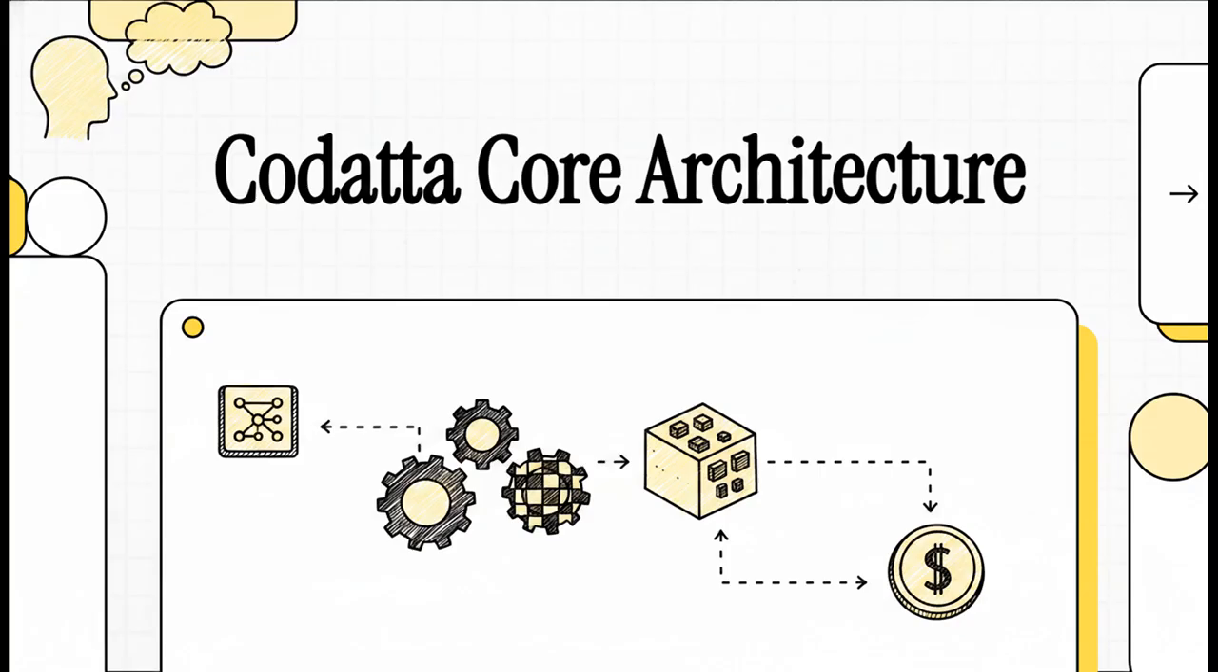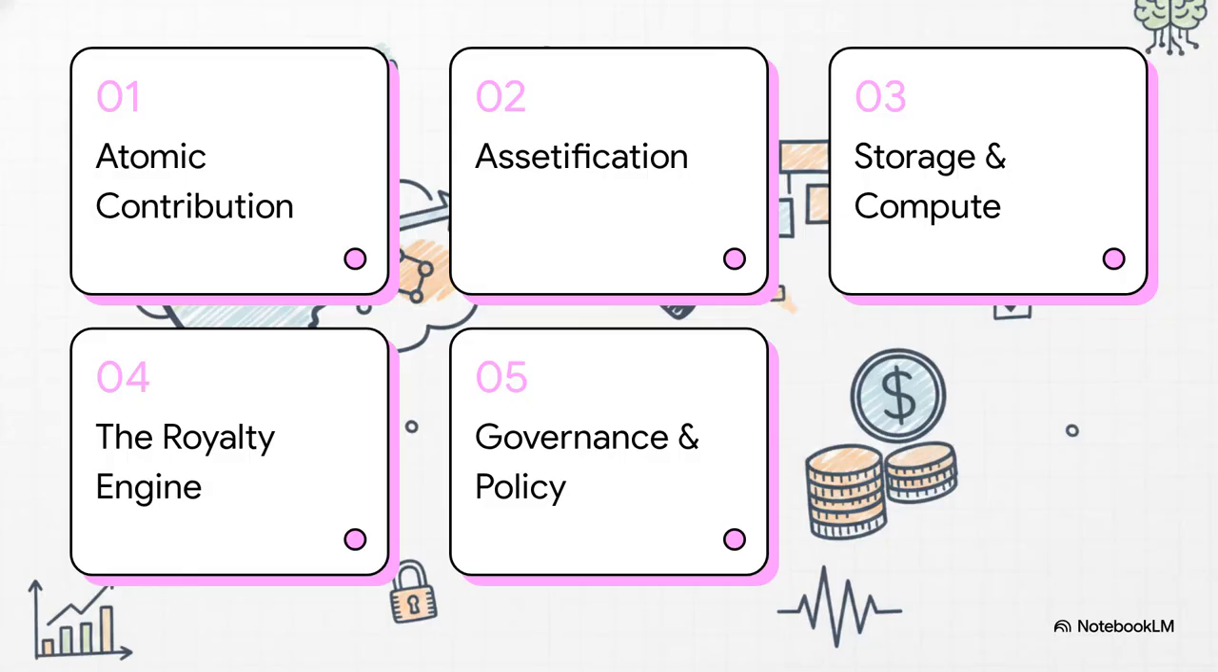We'll follow a single raw piece of data from the exact second it's created, all the way through its validation, how it gets packaged, and ultimately, how it gets monetized. Let's get right into it. Okay, so here's our roadmap for today. We'll hit 5 key stops. First, the atomic contribution. Then, assetification and ownership. Third, storage, compute, and usage. Fourth, the royalty engine. And finally, governance and policy.